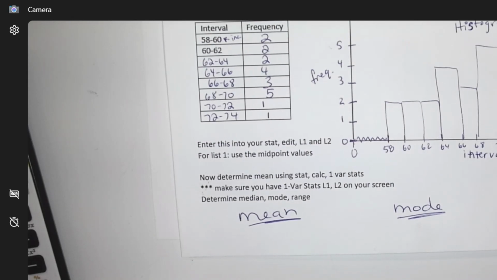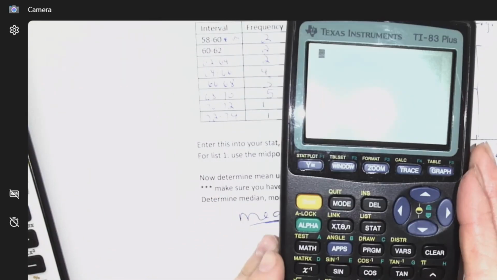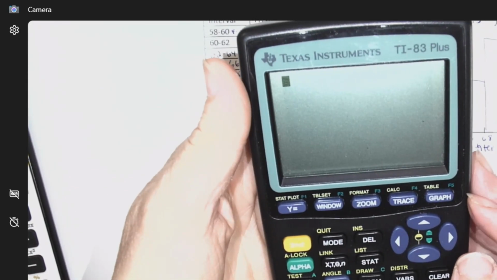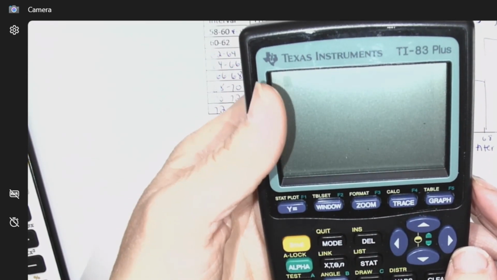Okay, we're going to learn how to type in a frequency table into your calculators. Okay, and we're going to get the mean, mode, and the range. Okay, so first of all, do you remember where we started all this stuff last time? The buttons.